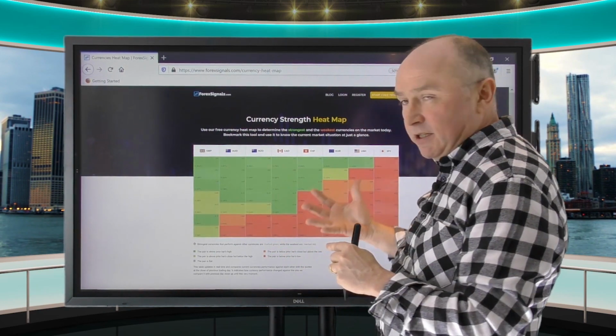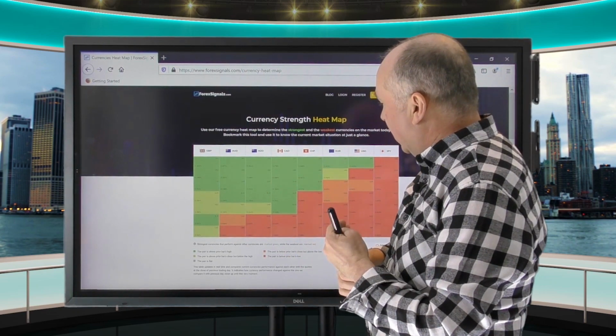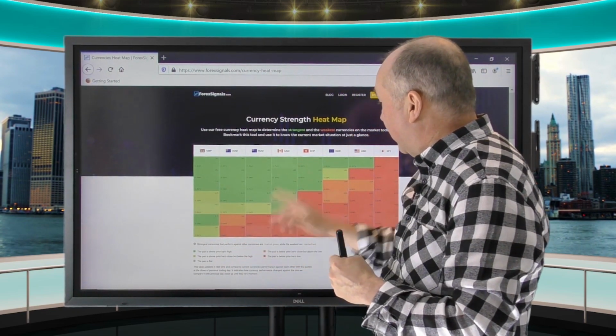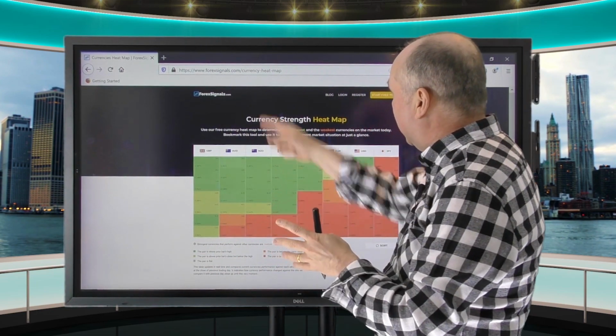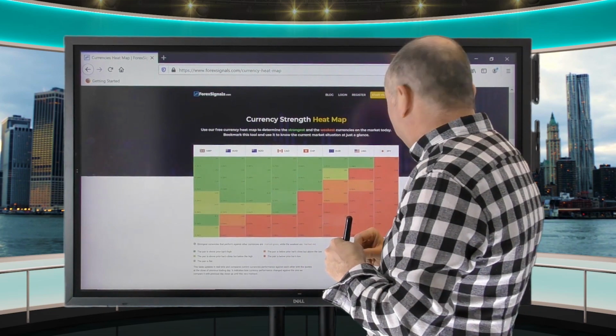Obviously the different colours. If it's dark red, then it's a strong sell. If it's a dark green, it's a strong buy. And of course the indicators, the tools down there. So you can get this as well. It's absolutely free. As I say, forexsignals.com, just scroll down to the bottom and you'll see all that.